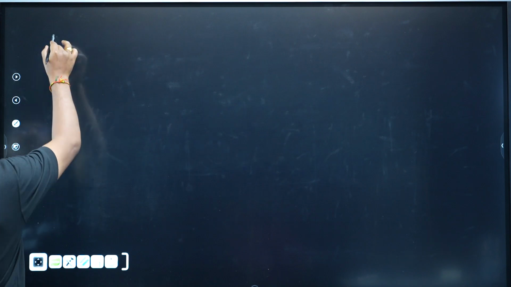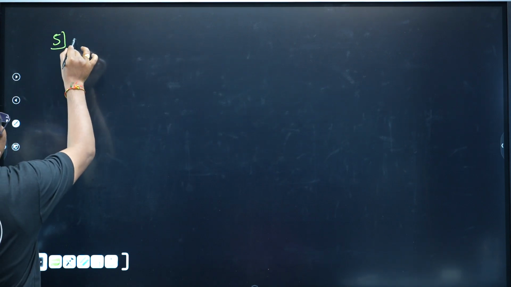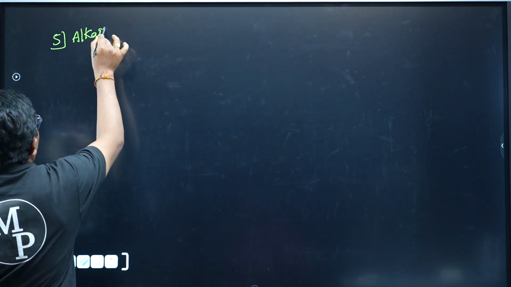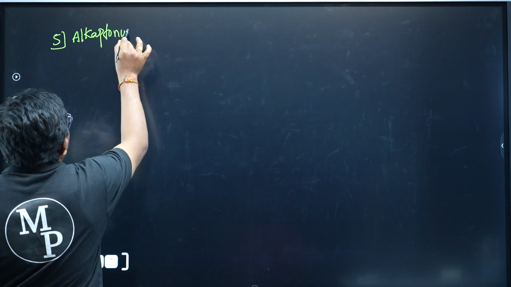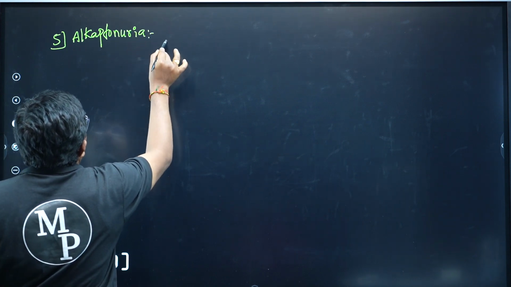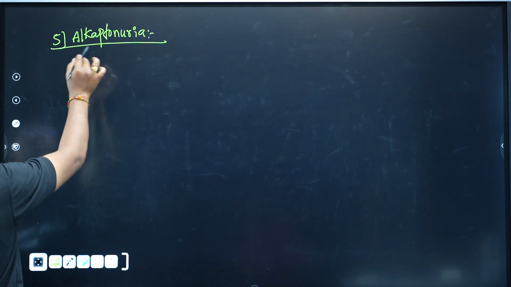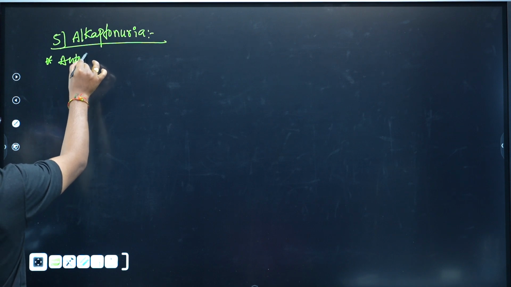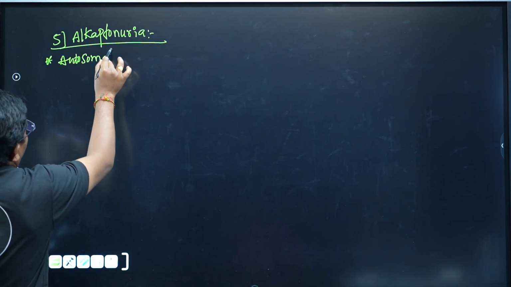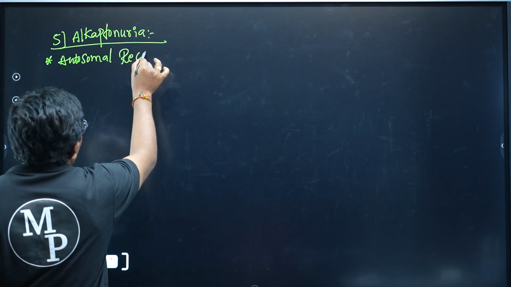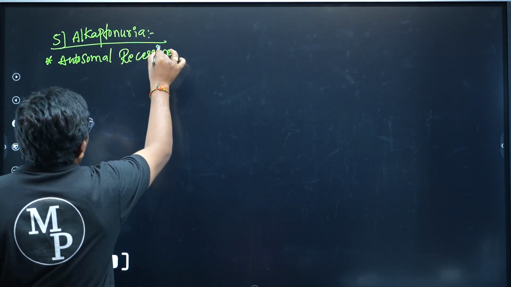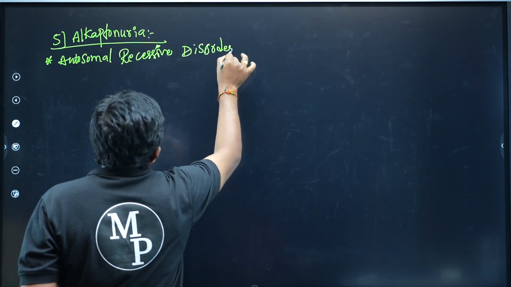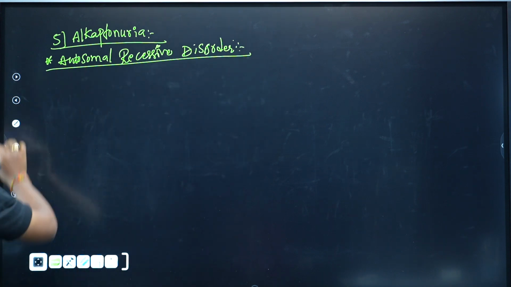After that, next we'll discuss one more disease, that is alkaptonuria. Okay, so alkaptonuria is one of the autosomal recessive disorders. It is also one of the autosomal recessive disorders.